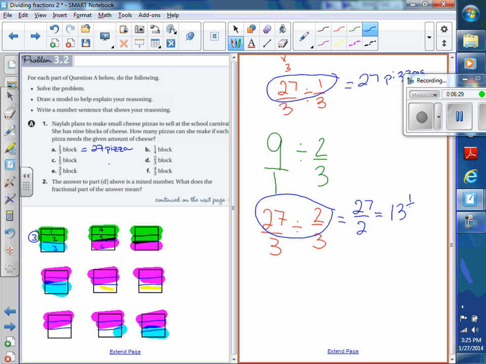But in this problem, because it's asking how many pizzas can I make, I don't have enough for 14 pizzas, do I? I only have enough for 13.5 pizzas, so Nyla can only make 13, right? 13 pizzas. Does that make sense?